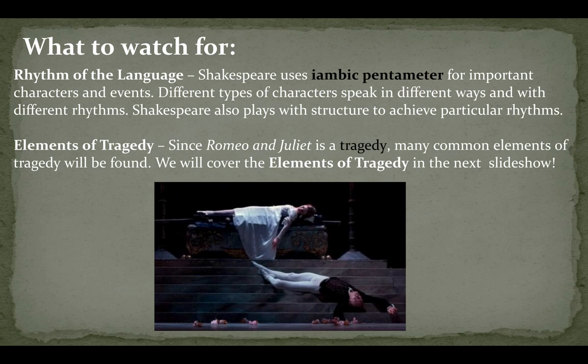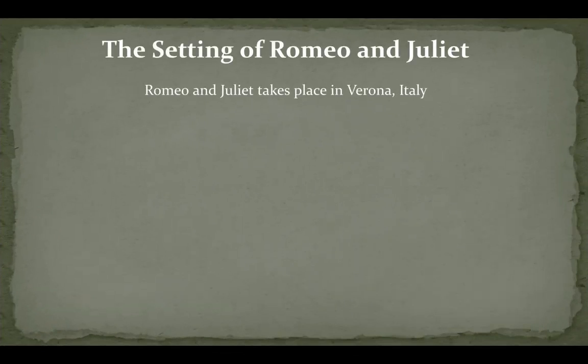Okay, but I also want to provide you guys with just some basic stuff about setting and characters. So we'll be getting into elements of tragedy in the next slideshow, but let's talk a little bit about some of the characters and other things that are going on, or will be going on. All right, the setting, Romeo and Juliet takes place in Verona, Italy.